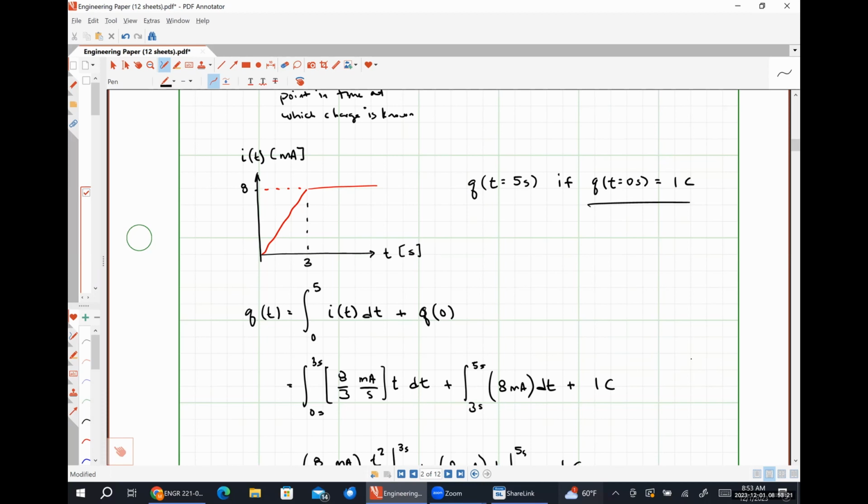So the overwhelming majority of the time, if I'm going to ask you to do anything like this, I'm literally going to expect you to just, let's call this guy right here 5 seconds. The area of this triangle is 1/2 the base, which is 3 seconds, times the height, which is 8 milliamps. The area of this rectangle bit right here is the base, which is 2 seconds, times the height, which is 8 milliamps. Add those two areas together, add 1 coulomb at the end for our initial condition, and you'll get the exact same result, except that you won't suffer through 10 minutes of calculus.